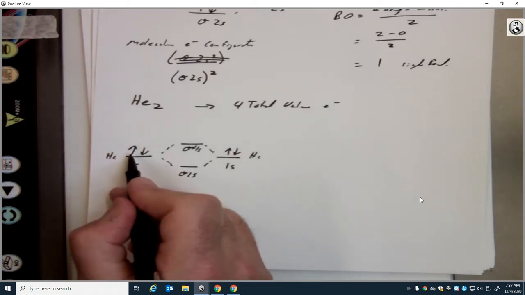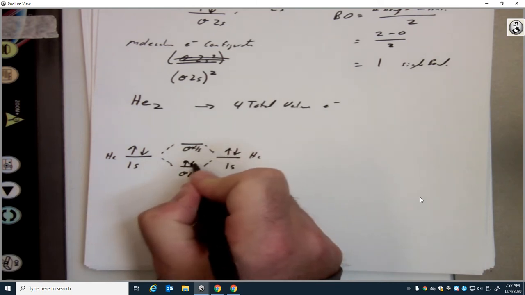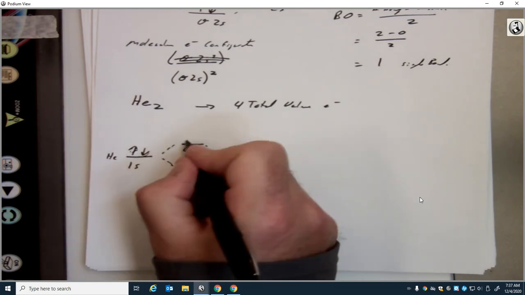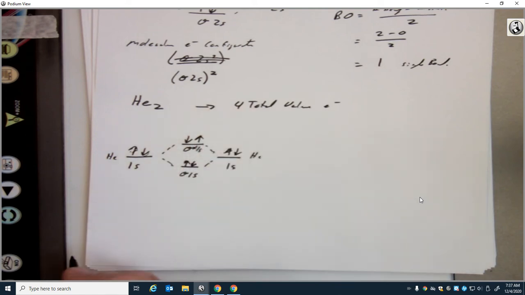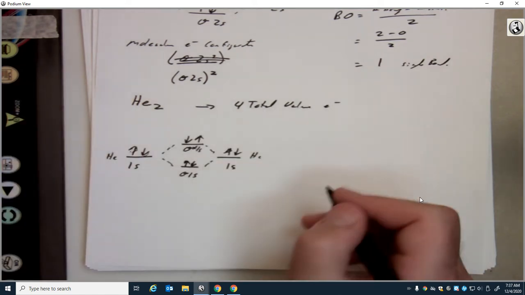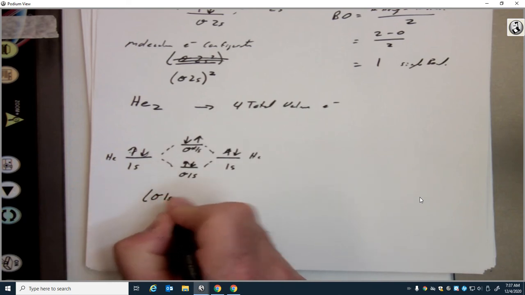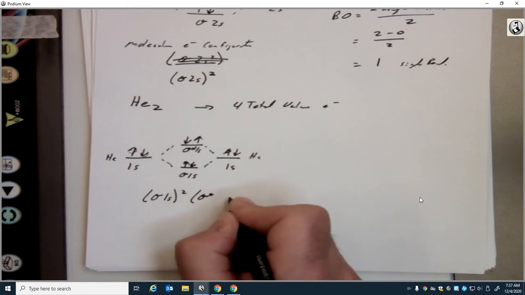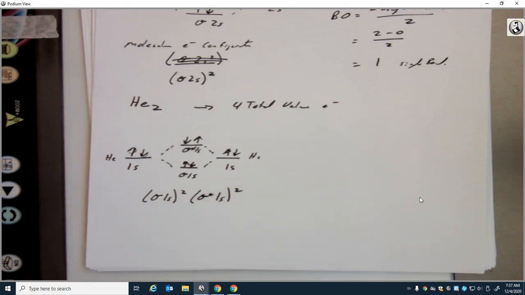Now, one of these is going to come down here. One of these is going to come down here. Okay, so we did this one and this one, and then this one, and then this one. So the molecular electron configuration would be sigma 1s2, anti-sigma 1s2. So that would be my molecular configuration.